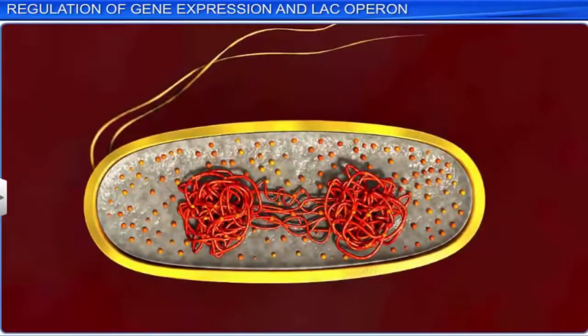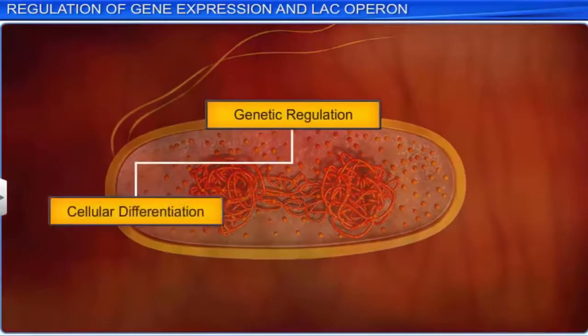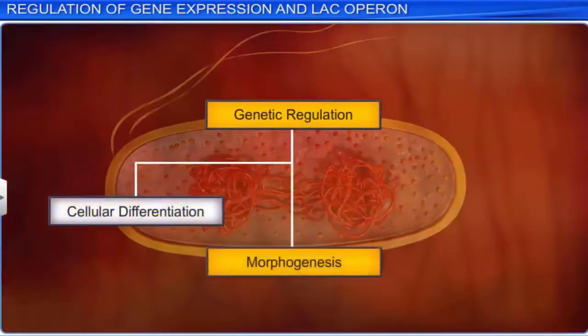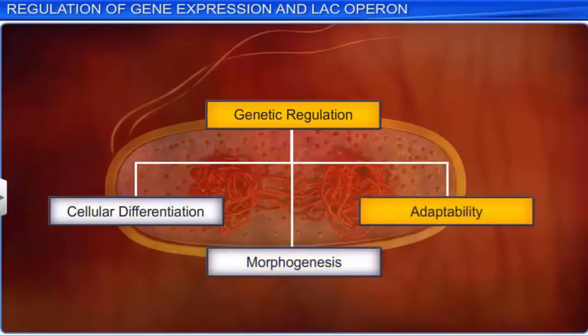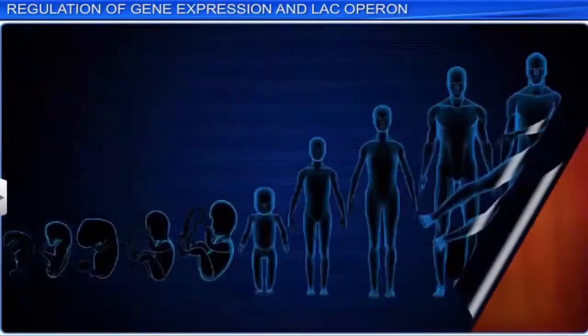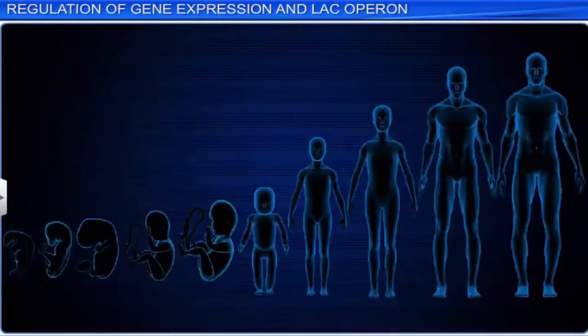Moreover, gene regulation allows the cell to control its structure and function. This is the basis of cellular differentiation, morphogenesis, and adaptability of any organism. In fact, the development and differentiation of an embryo into an adult is also the result of coordinated regulation of expression in several sets of genes.